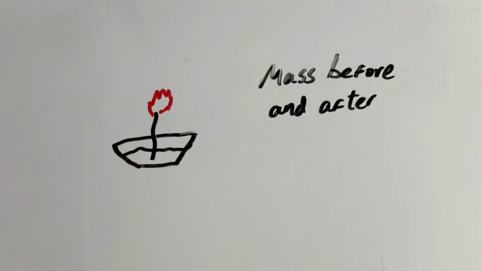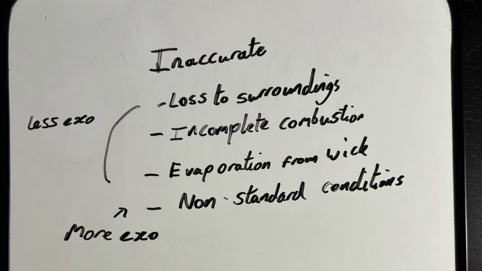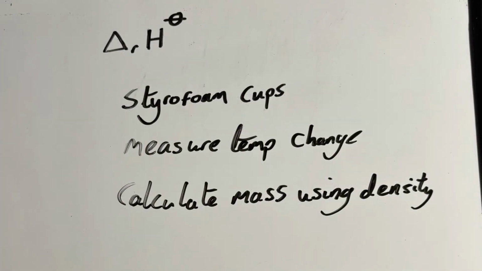Now, for combustion, you can use something called a spirit burner, where you measure the mass before and the mass after to work out the mass used in the combustion. The problem is they can be very inaccurate. There can be a loss to surroundings, incomplete combustion, evaporation from the wick, and obviously you can have non-standard conditions. You can see here that the first 3 will make it less exothermic, while non-standard conditions will make it more exothermic.